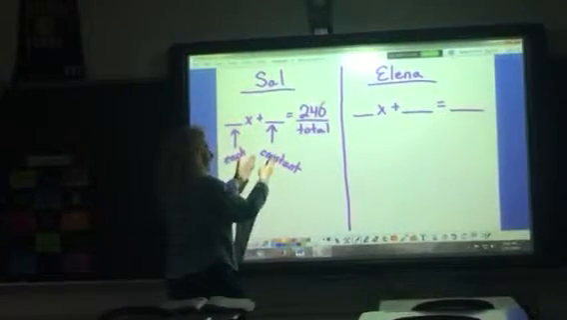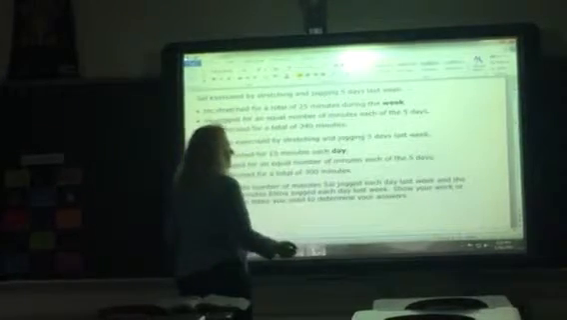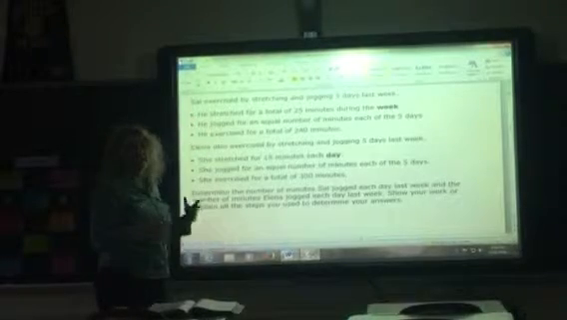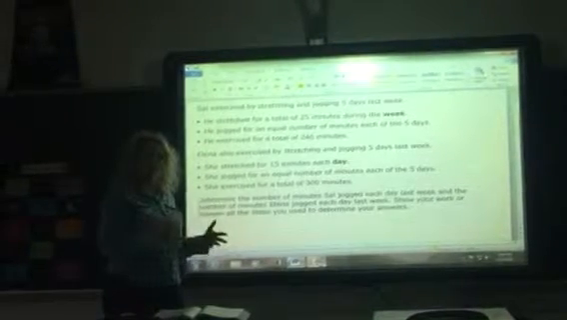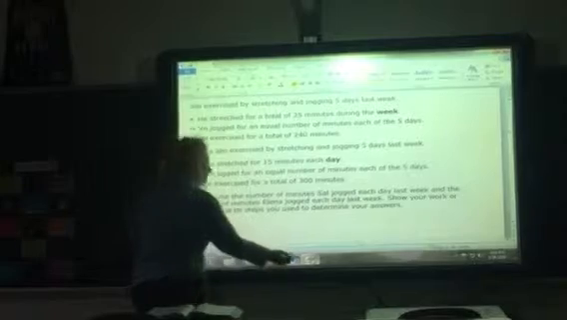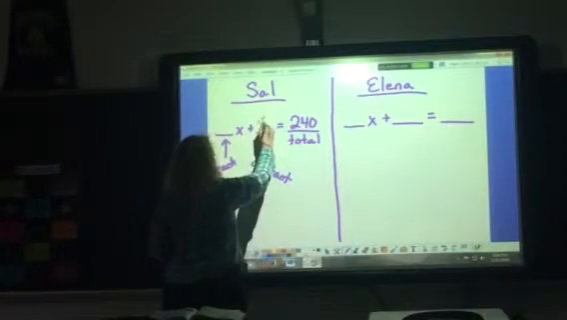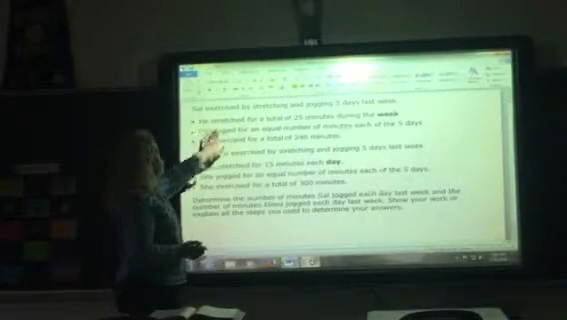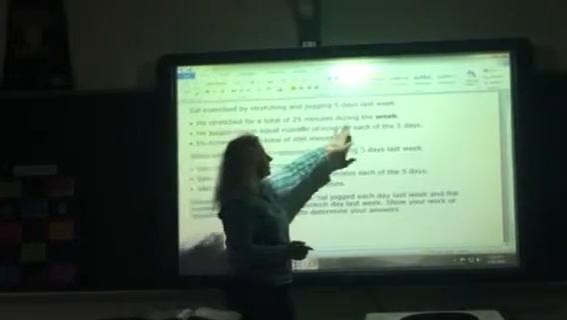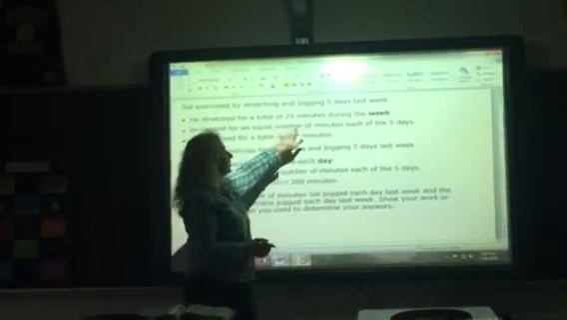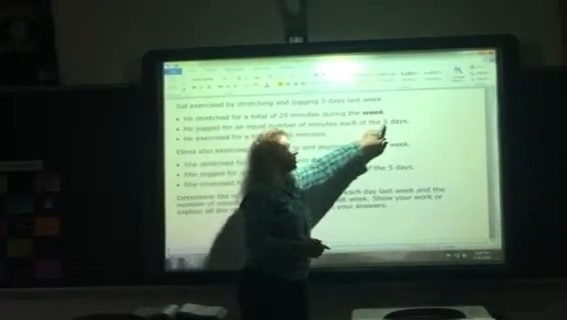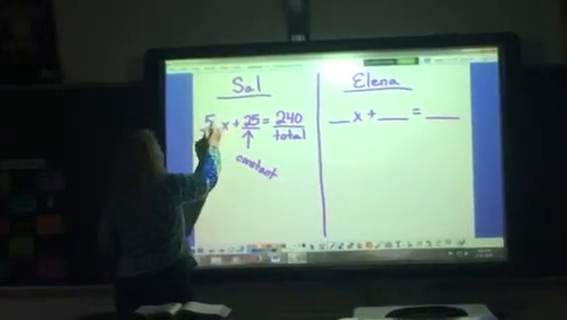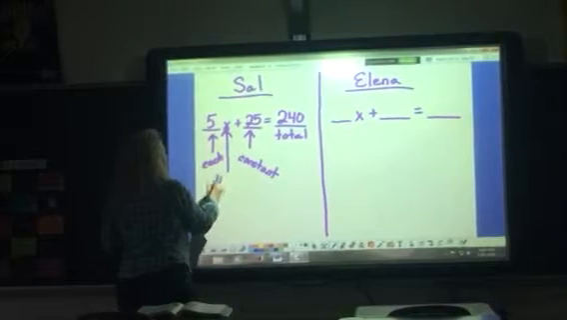All right, now let's talk about the constant. What is going to be the constant in this problem? Well, it says that he stretched for a total of 25 minutes during the week. That is something that's not going to change. It is what it is. It's our constant number, so we're going to plug 25 into that spot. Then it says that he jogged for an equal number of minutes each of the 5 days. What we don't know is the number of minutes, but we do know that he jogged for 5 days. So we're going to plug 5 in here, where X is going to represent the number of minutes.